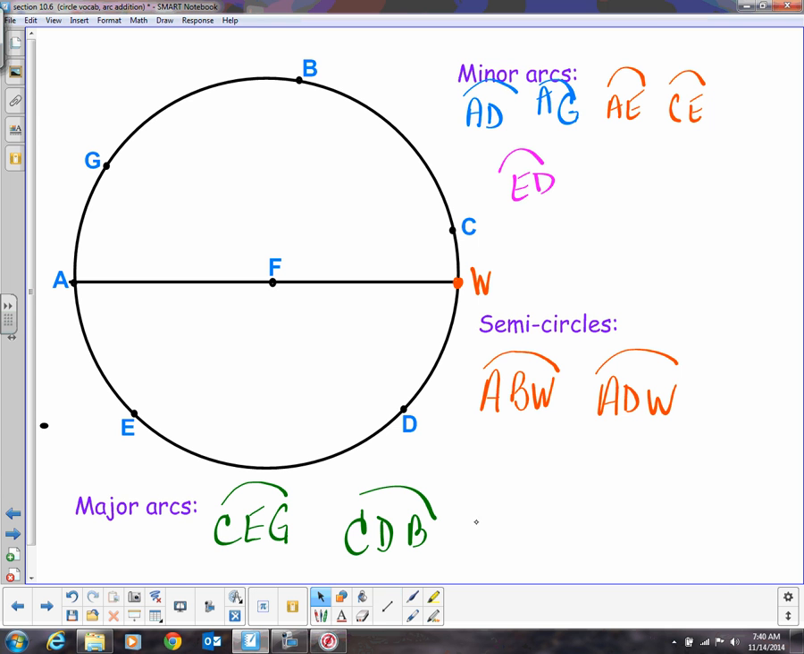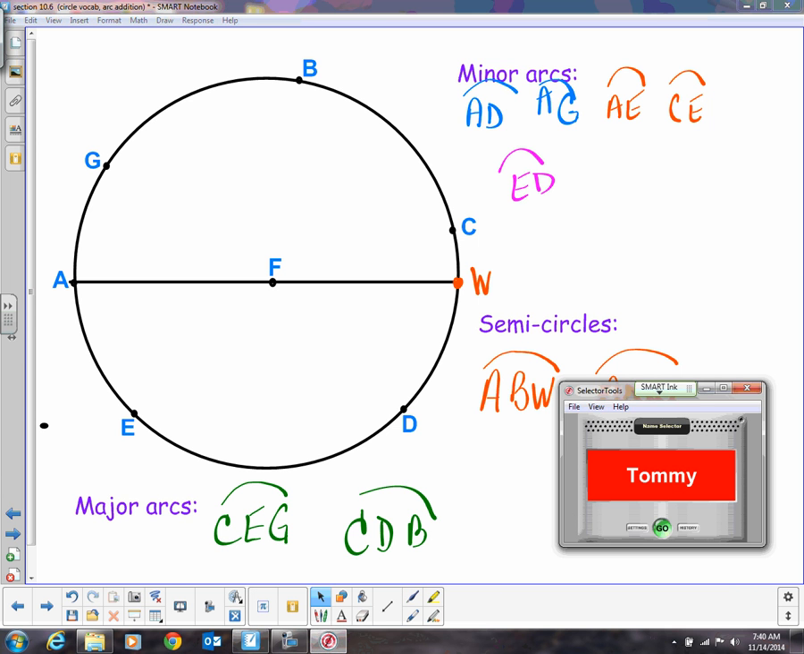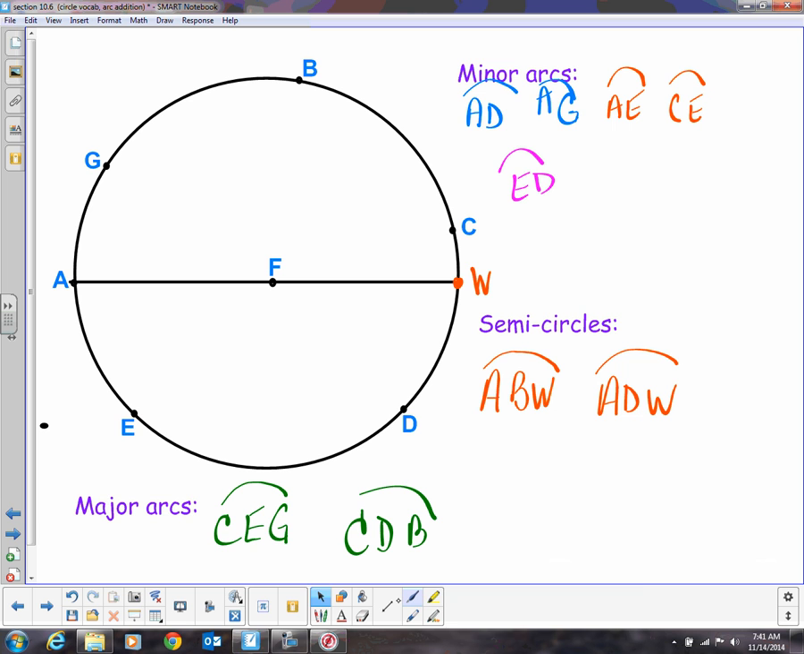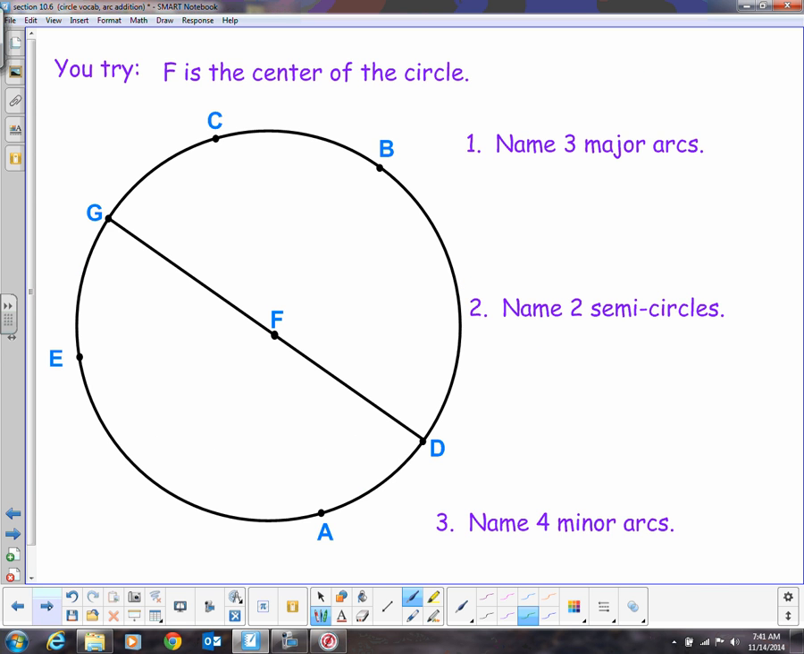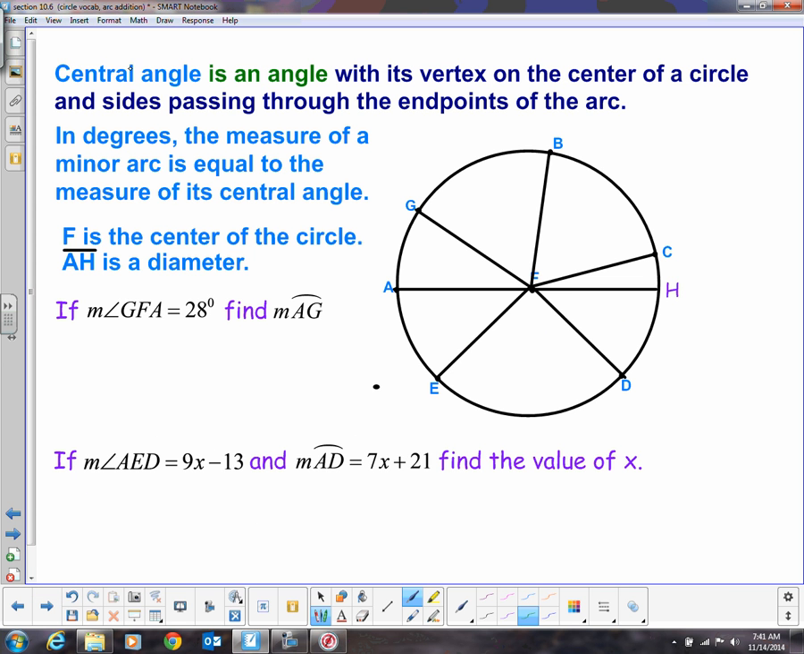Alright, let's do one more. Part of your homework is naming these sort of things. Karen? We've got B, C, A. So she starts at B, she passes through C, and goes all the way around to A. That is a major arc. So, was there any work to be shown on naming these arcs? No. Alright.